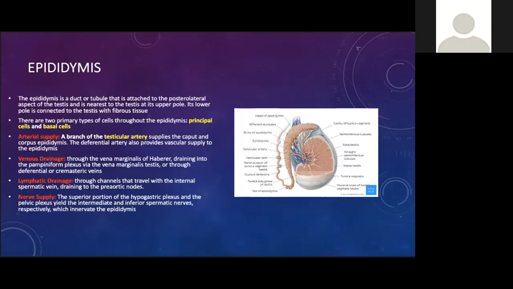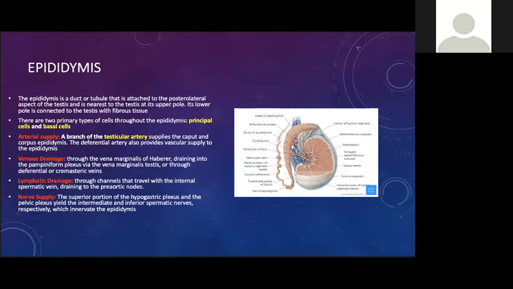with fibrous tissue. There are 2 primary types of cells throughout the epididymis: the principal cells and the basal cells. The arterial supply is the branch of the testicular artery, which supplies the caput and the corpus epididymis. The deferential artery also provides vascular supply to the epididymis. The venous drainage is through the vena marginalis of Haberer, draining into the pampiniform plexus by the vena marginalis testis or through deferential or cremasteric veins.